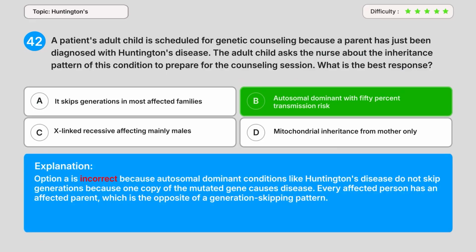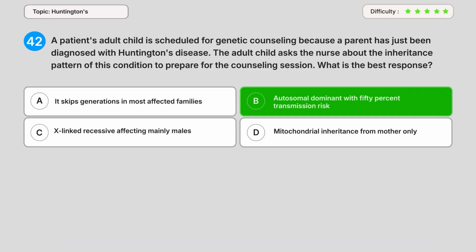Option A is incorrect because autosomal dominant conditions like Huntington's disease do not skip generations because one copy of the mutated gene causes disease. Every affected person has an affected parent, which is the opposite of a generation-skipping pattern.